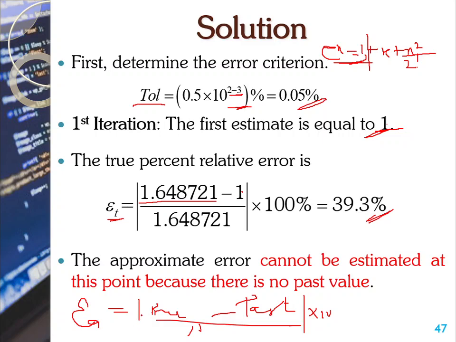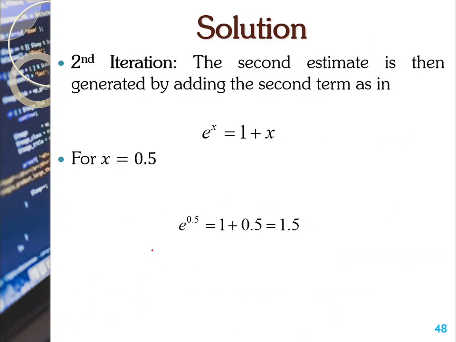With the next iteration, we take the first two terms of the Maclaurin series. For the first two terms, e^x is equal to 1 plus x. Remember, we are taking the first two terms now. So for us to estimate with x equal to 0.5 again, that is going to be 1 plus 0.5.